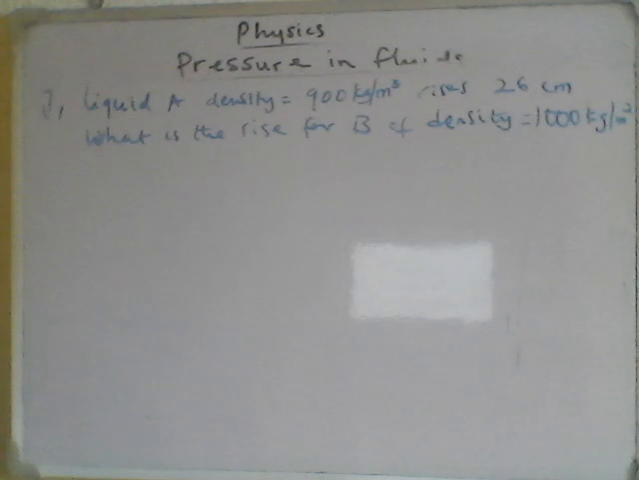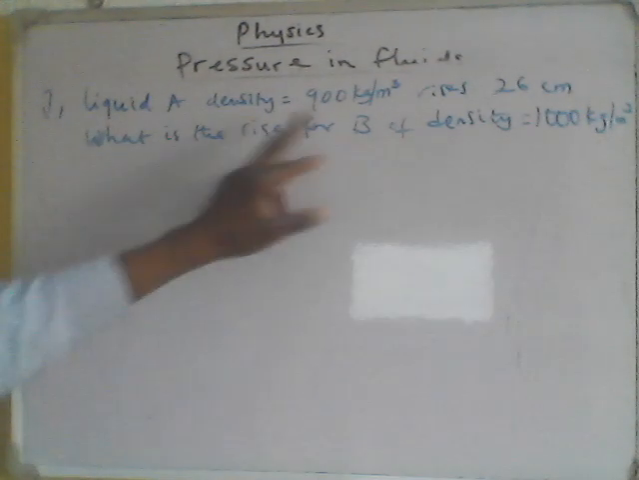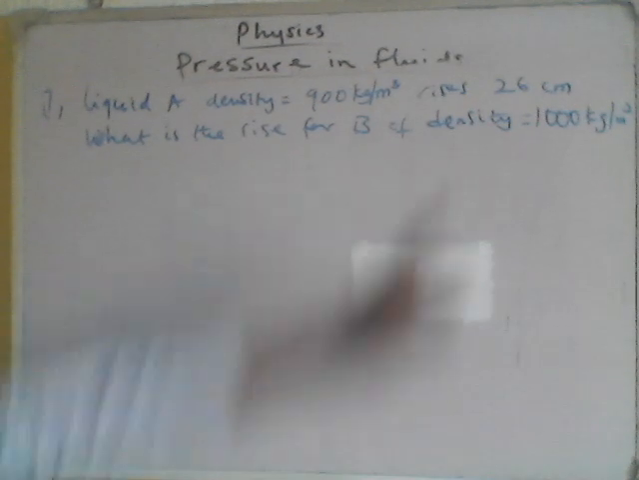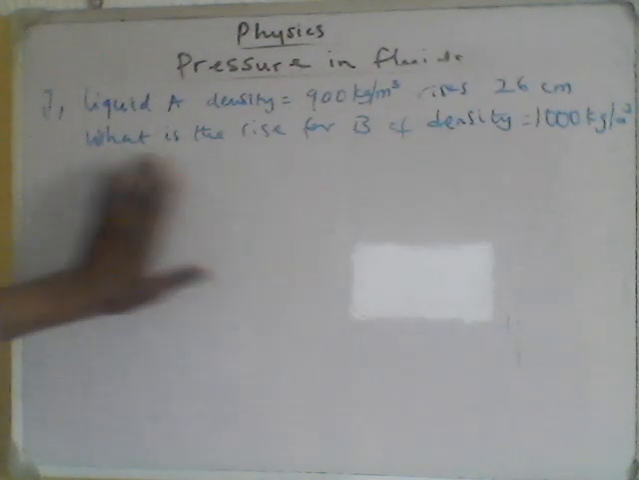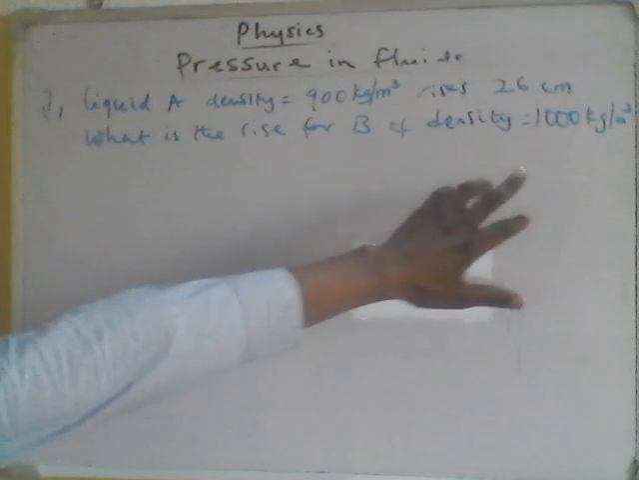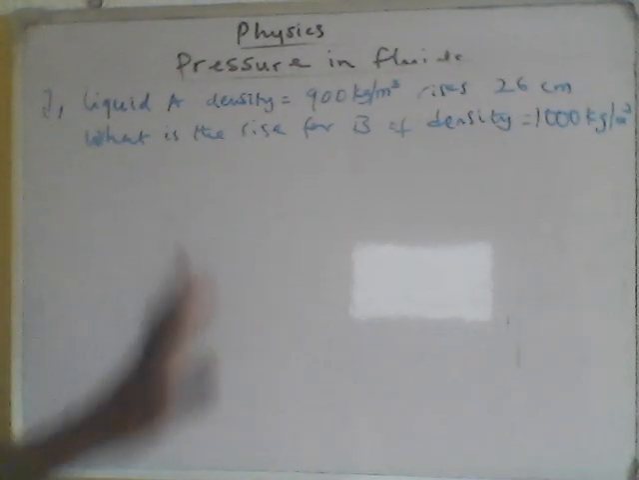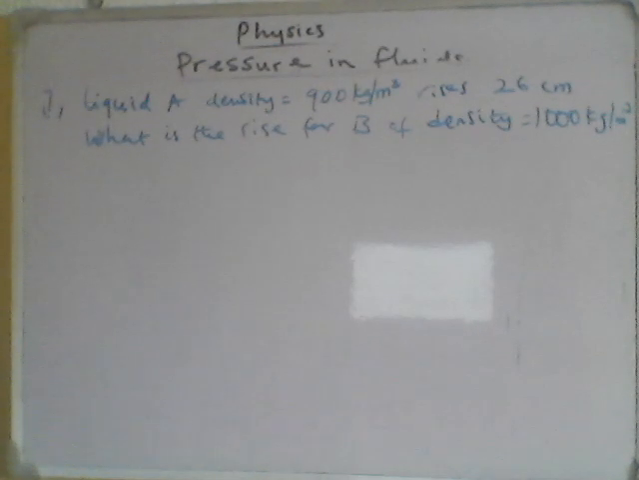Okay, so number 7 says that liquid A of density 900 kilogram per meter cube rises 26 cm. What is the rise for B of density? So you have two liquids in a tube. This problem involves liquid columns in equilibrium, often seen in manometers or capillary rise comparisons. Yes, where pressures at the same horizontal level must be equal.